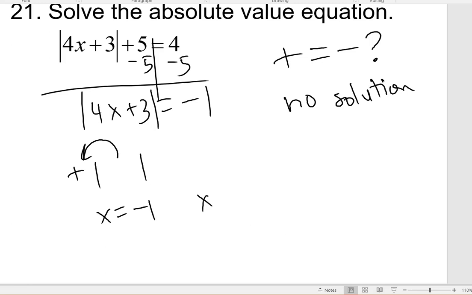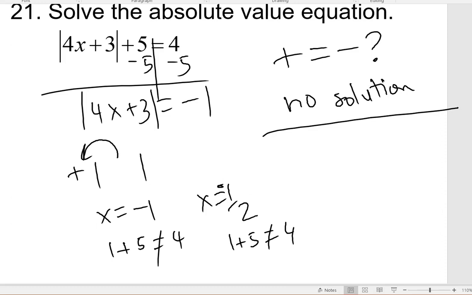If you were to try to solve this, you would get that x equaled -1, and you would get that x equaled 1/2. If I checked either of those, -1 would give me that 1 plus 5 is 4, which is not true. And if I check the 1/2, I would get, let me make sure I did that right. I think -1/2, sorry. If I did -1/2, I would also get, let's see, yeah, 1 plus 5 is 4. And it's not, so this will not have a solution. Okay, no solution, empty set. That would be what I'd be looking for.